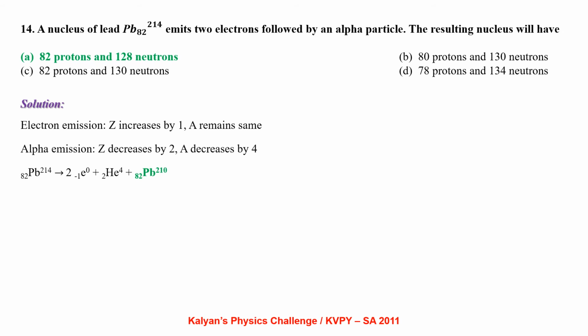Electron emission, that is beta particle, Z increases by 1 and A remains same. Alpha emission, that is helium nucleus, Z decreases by 2 units and A decreases by 4 units. So lead 82-214 gives rise to 2 beta particles plus alpha particle plus lead 82-210. So the resulting nucleus has 82 protons and 128 neutrons. It is an isotope of the parent nucleus.